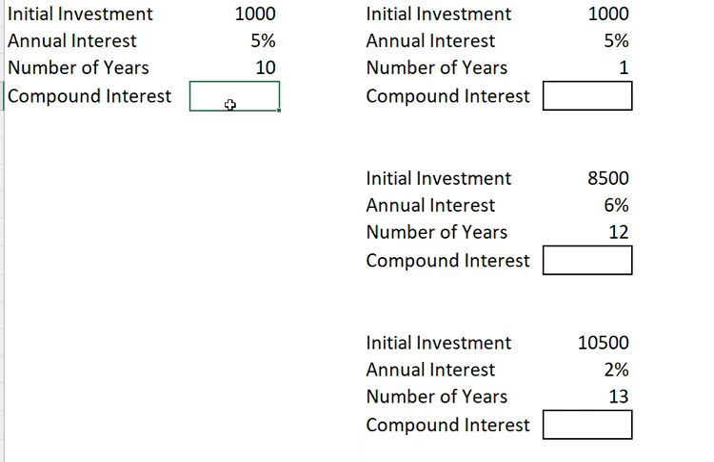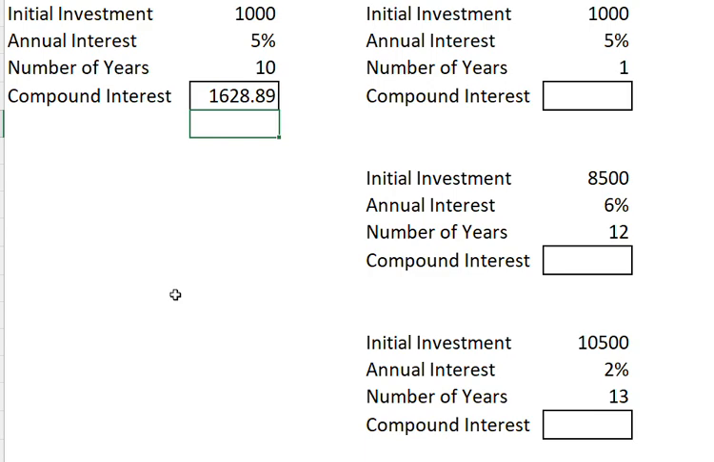We will use the same formula: equal to initial investment, multiply, bracket open, 1 plus, take the interest rate, bracket close, again power of number of years, and enter. Here we are not doing minus.